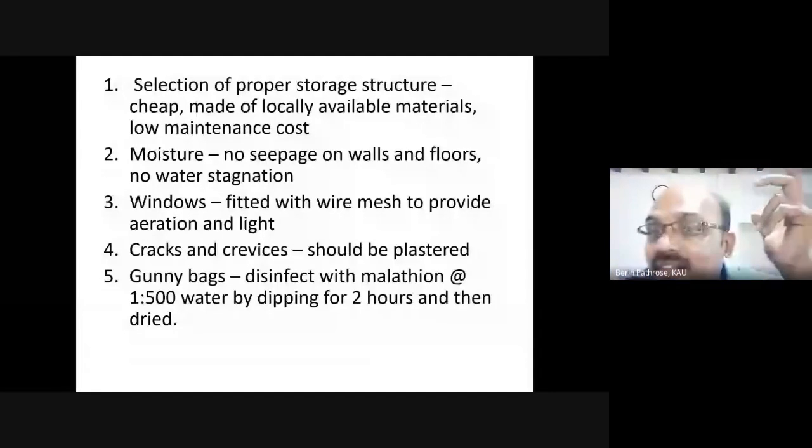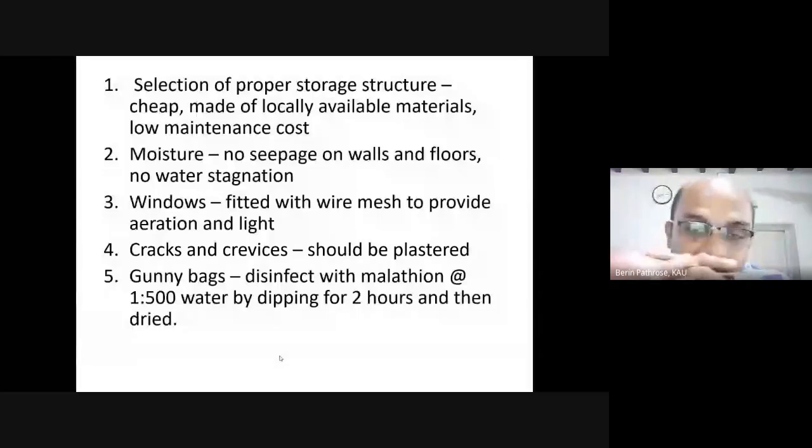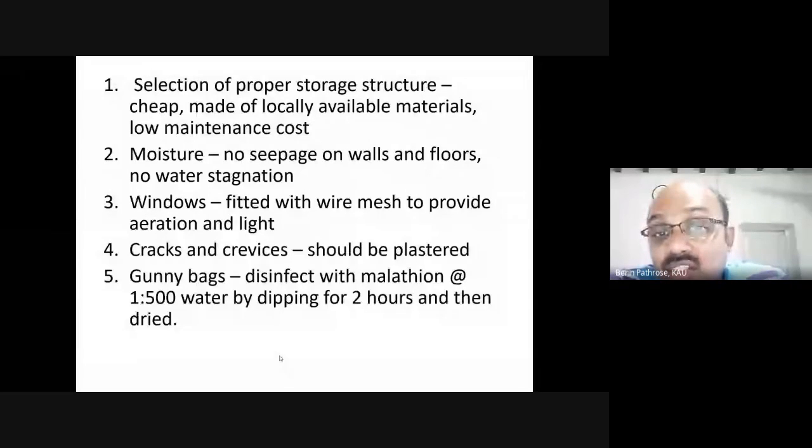So there will be continuous aeration. That is one thing that is usually done in godowns. Ventilations and windows should be provided, but whatever the windows and ventilations, they should be fitted with wire mesh, so that rodents and others don't get into it. Before storing any grain, inspect the godown thoroughly and seal all the cracks and crevices, because they harbor insects, that we have discussed.